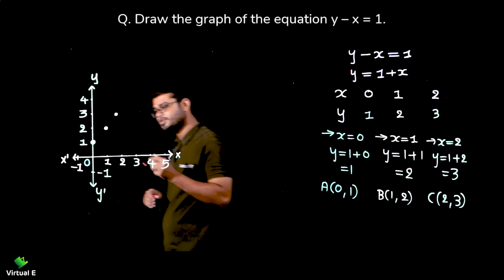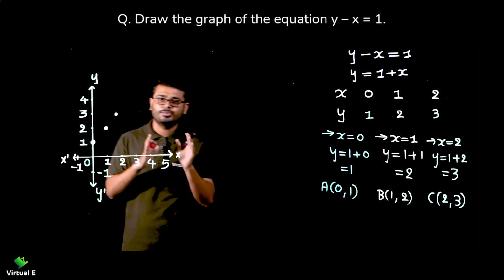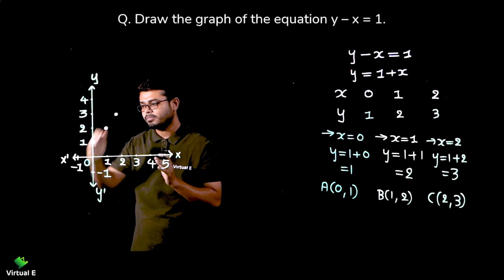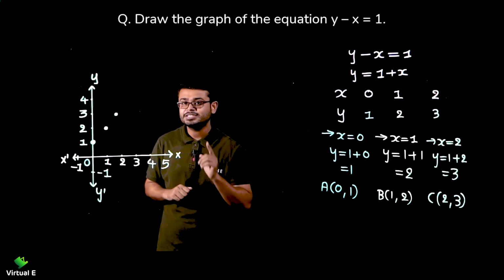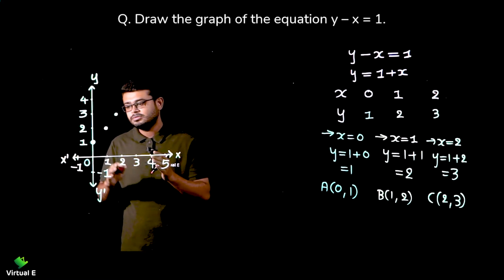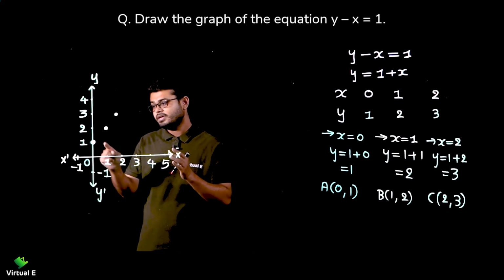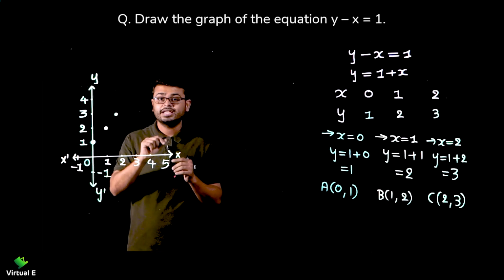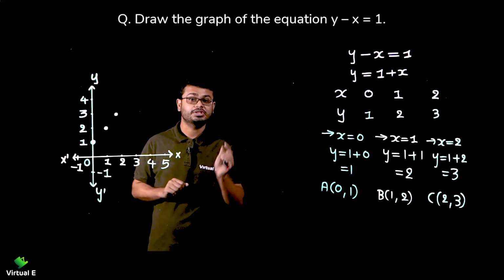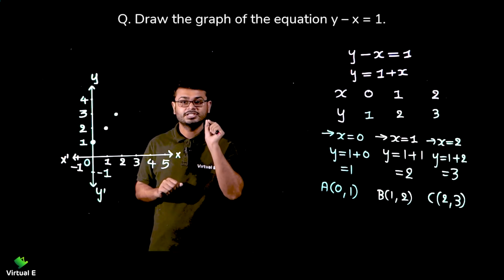Now let's join them. Join them with the scale only. I don't have a scale now. If you join with the scale, it will be a proper straight line. And if you're not getting a straight line, then your graph is incorrect. I don't have the scale now, so I won't be using it. Always join with the scale, and if you are not getting a straight line, your graph is incorrect. Remember, because I told you it is a linear equation, you will always end up getting a straight line.